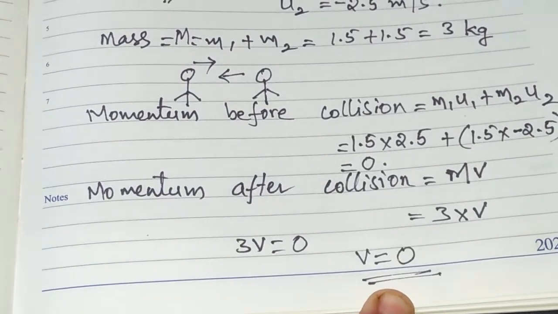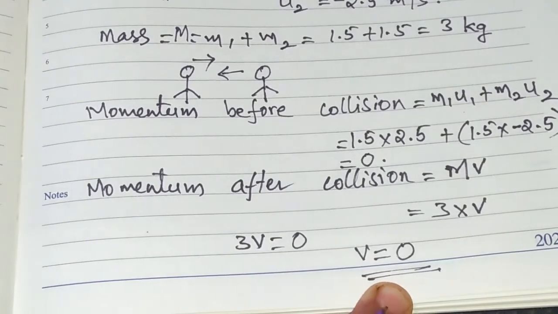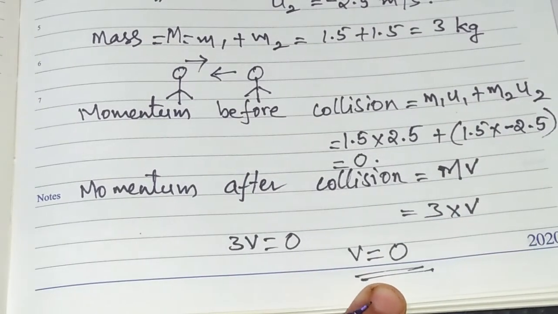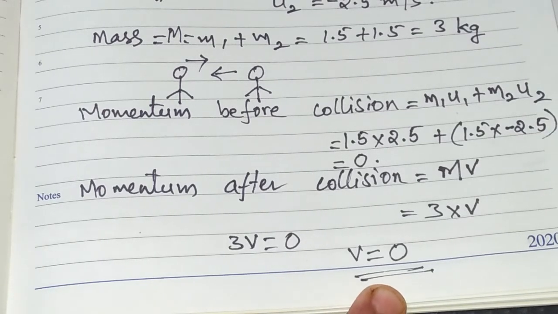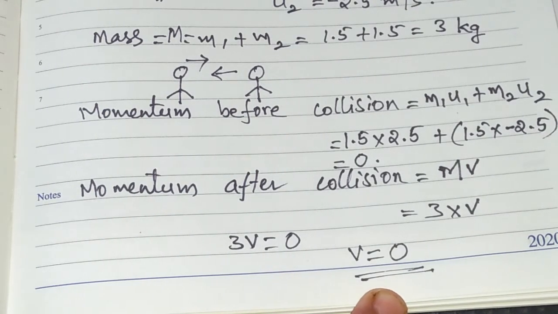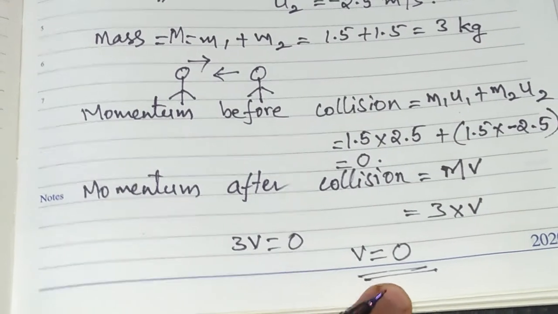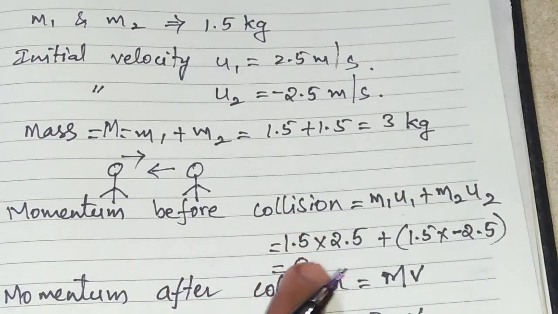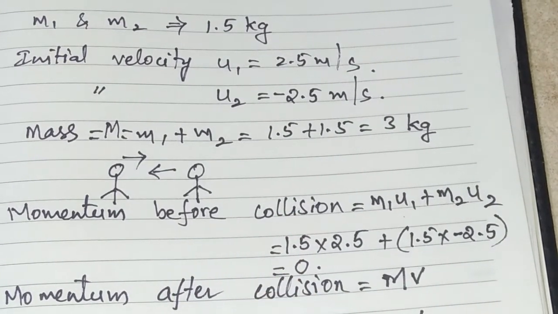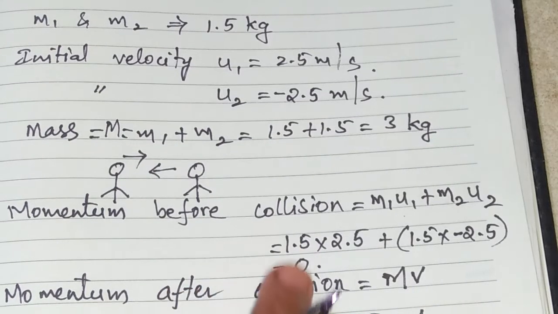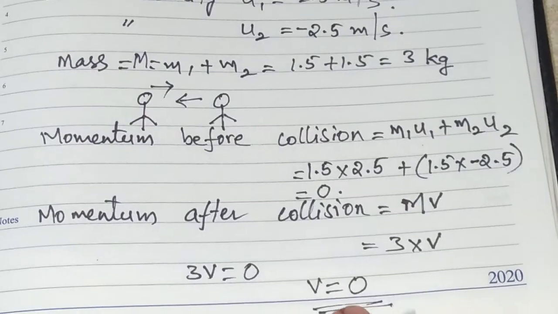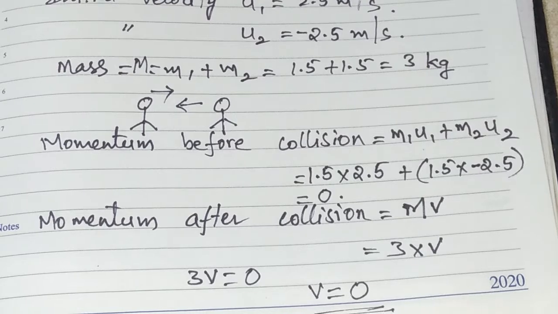Even in our previous cases we have seen football players and volleyball players playing together. One has more mass and some particular velocity, another has some mass and some velocity. But when the momenta are equal, then the final velocity will become 0. When the momentum before collision is not 0, then the final velocity will have some value. When the momentum before collision equals 0, the final velocity is going to become 0. So we have to remember this.